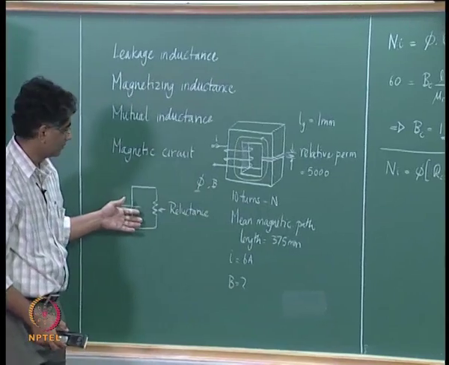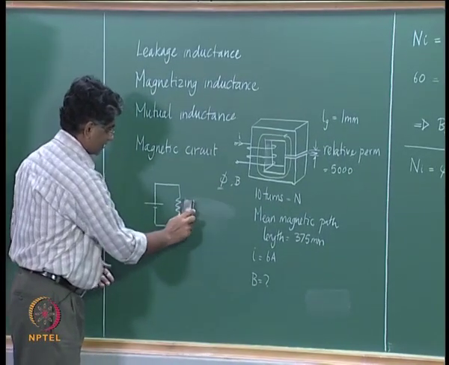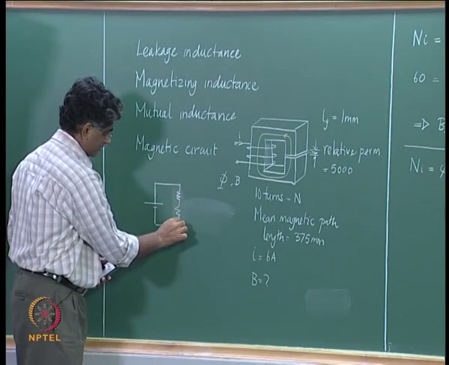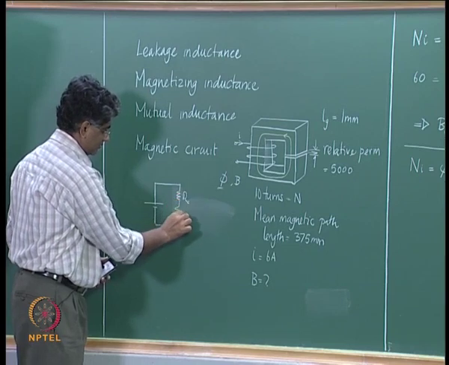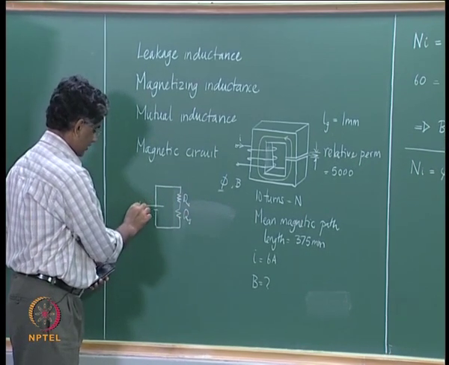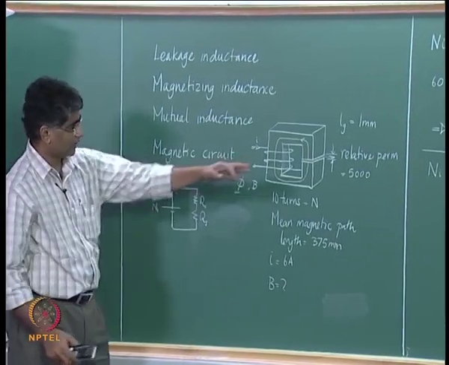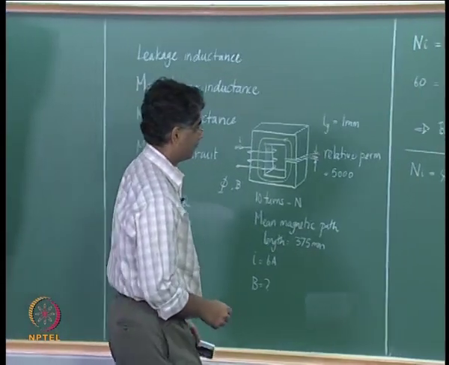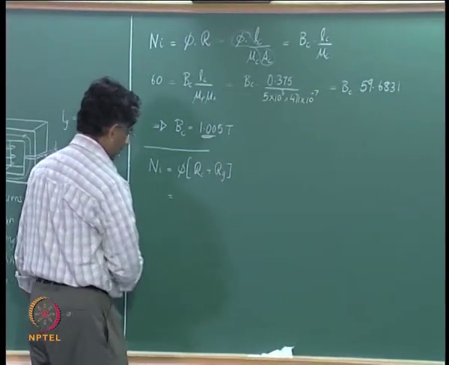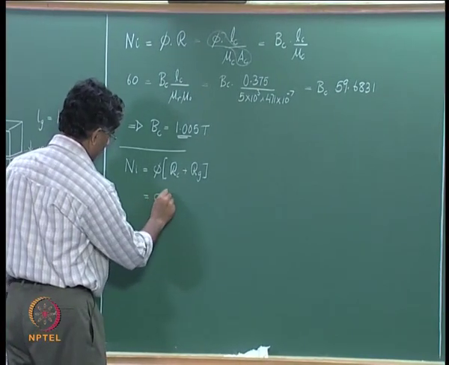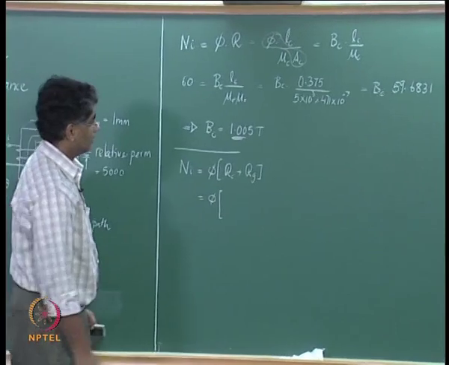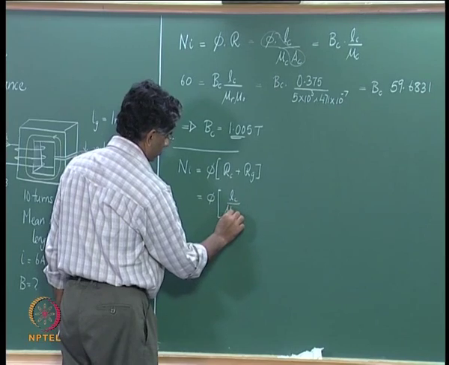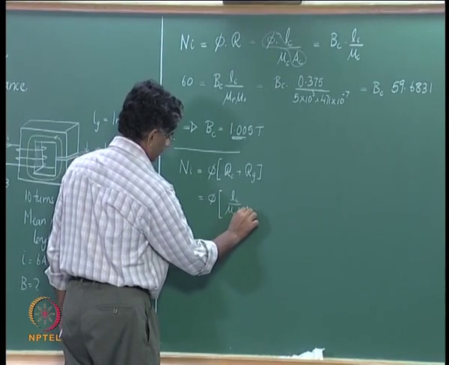Look at the equivalent. Now, you have not just the reluctance of the core, you have the reluctance of the core and the reluctance of the air gap coming in series, and this is N into I, and therefore one can write the expression Ni equals phi into the reluctance of the core plus the reluctance of the air gap. That is equal to phi multiplied by the reluctance of the core, as before, Lc by mu r into mu naught into Ac.